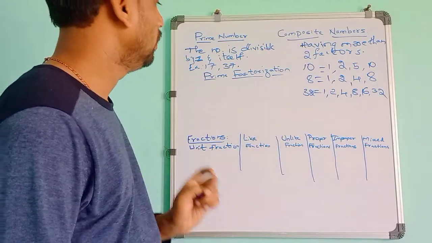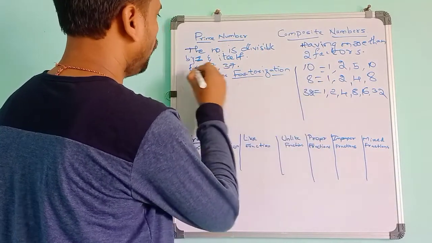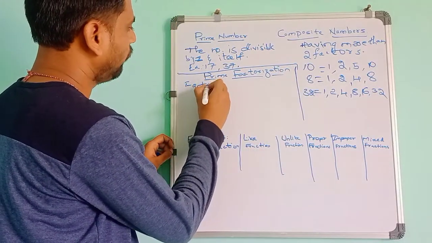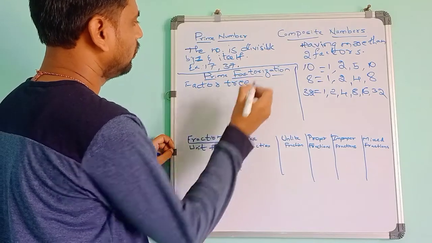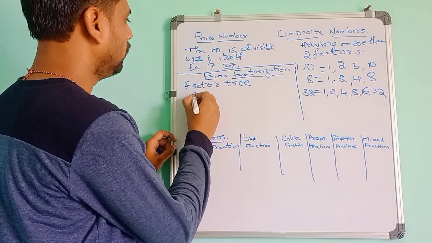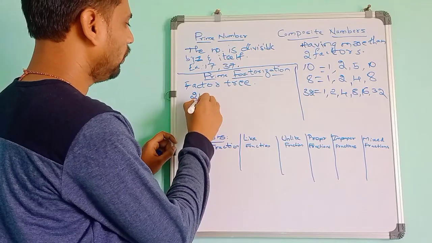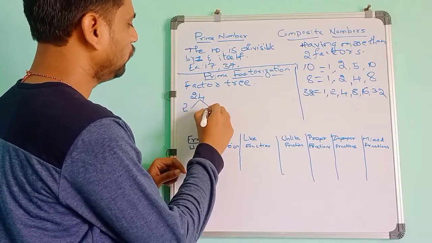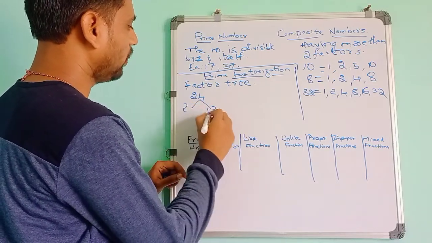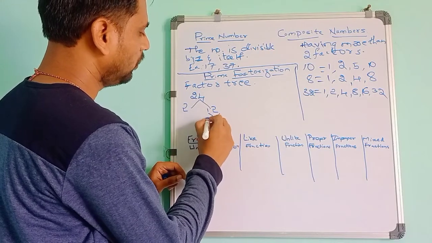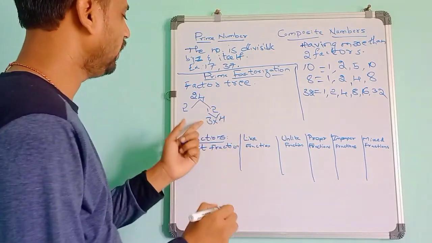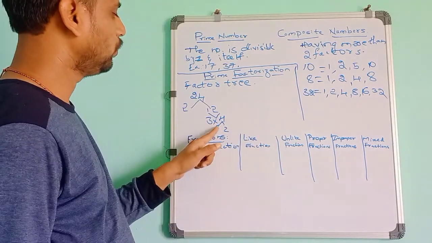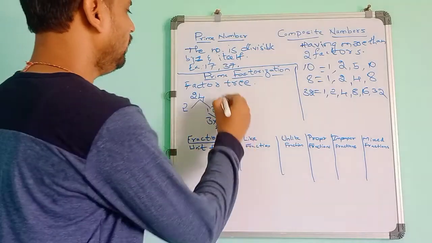Next, prime factorization. How to find the prime factorization? It is done with a factor tree. For example, you take 24. You have to split this into prime numbers only. First, 2 into 12. 2 is a prime number, but 12 is not a prime number, so again you have to split it. 3 into 4. 3 is a prime number, but 4 is not, so again you split it. So 2, 2, 3, 2. So this is the tree.